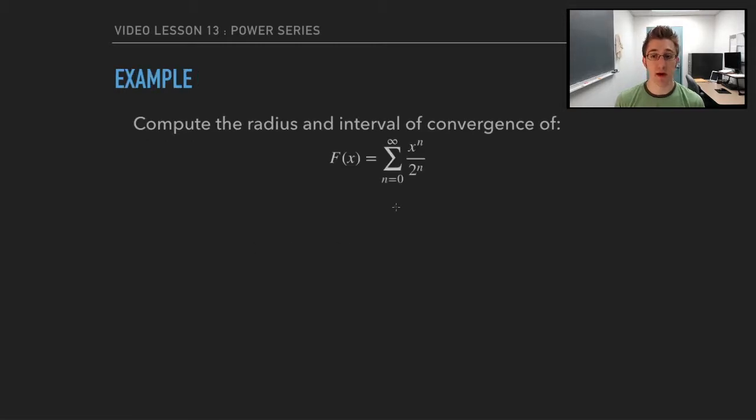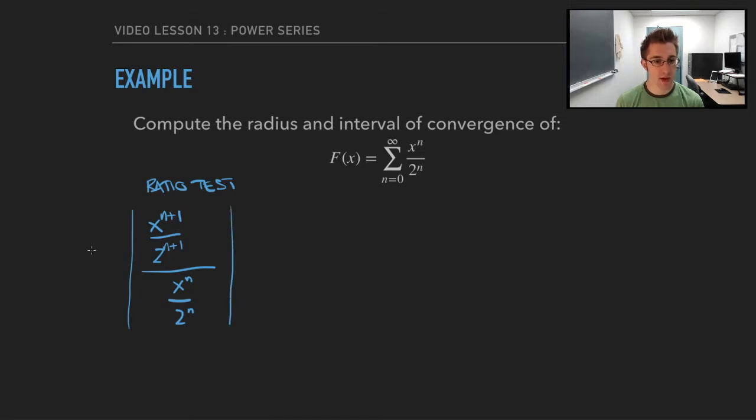Here's the first example. I want to compute the radius and interval of convergence of this series, the sum of x to the n over 2 to the n. Like I said before, I'm going to use the ratio test, and the idea is don't specify what x is, leave x as a variable, and then we're going to solve for x later. So, ratio test. Remember the ratio test, I take the n plus first term of the series, which is going to be x to the n plus 1 over 2 to the n plus 1, and I divide by the nth term, x to the n over 2 to the n. Put all that in absolute values. And then we take a limit as n goes to infinity.